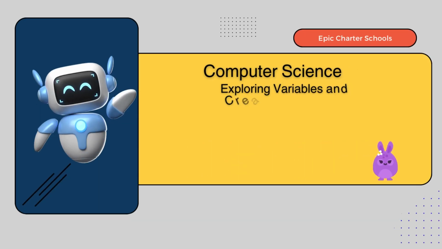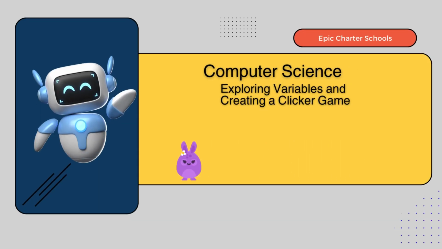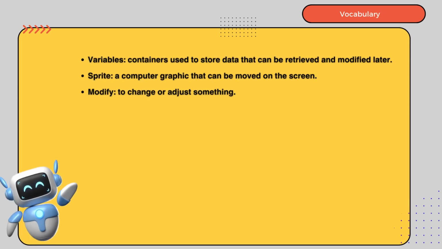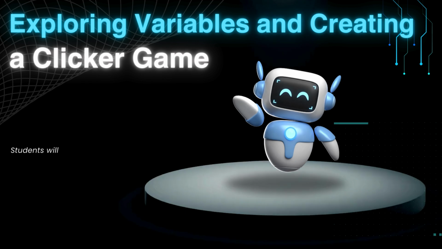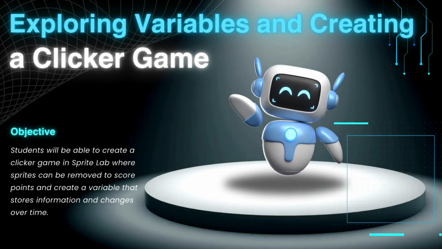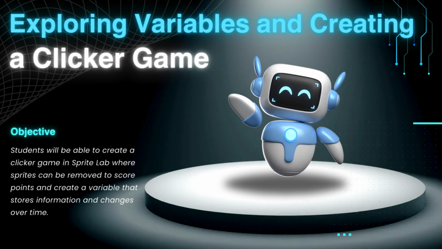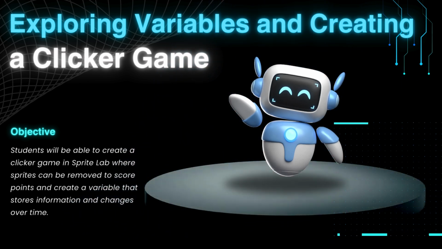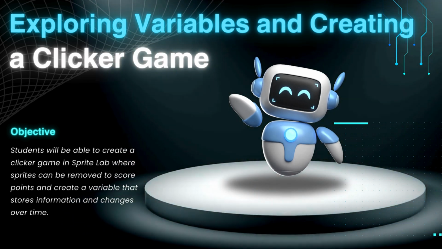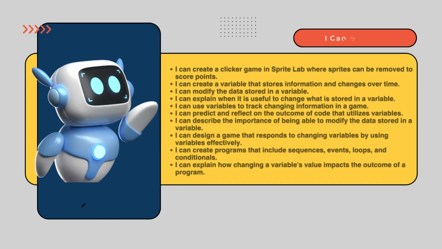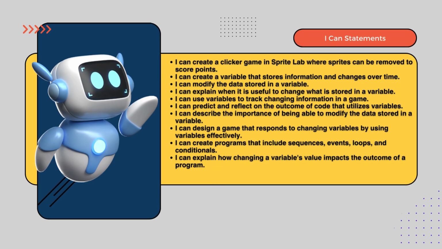Welcome back to Computer Science, Exploring Variables and Creating a Clicker Game. Take a moment to pause the video and review your vocabulary words. In this lesson, you'll be able to create a clicker game in SpriteLab, where sprites can be removed to score points and create a variable that stores information and changes over time. Pause the video and review your I can statements.